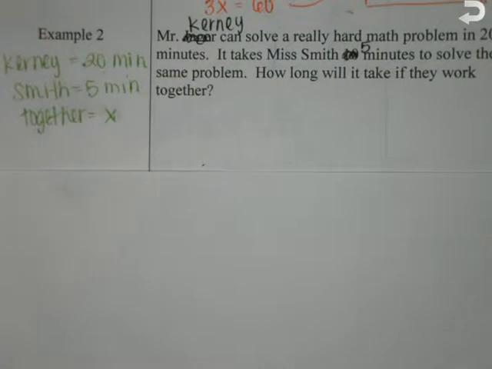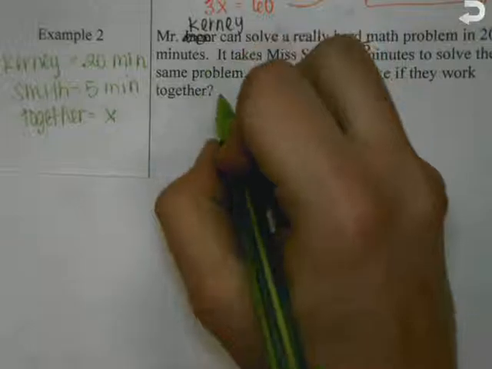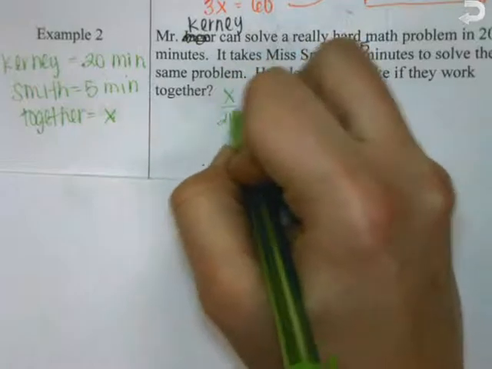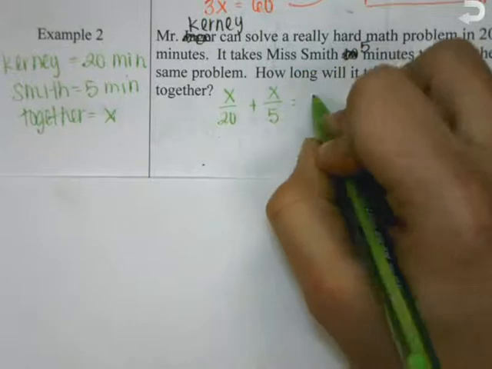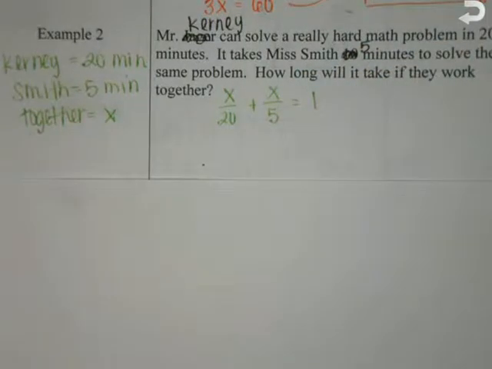Savannah, do you want to tell me what you got? Tell me what you got, for their formula, just the formula. X over 20 plus x over 5 equals 1. Do you guys agree with Savannah's formula? Yes, that is correct. So, how do I solve this?